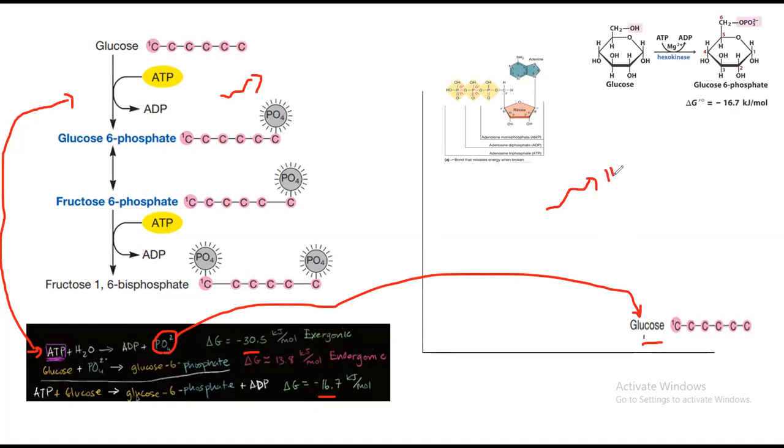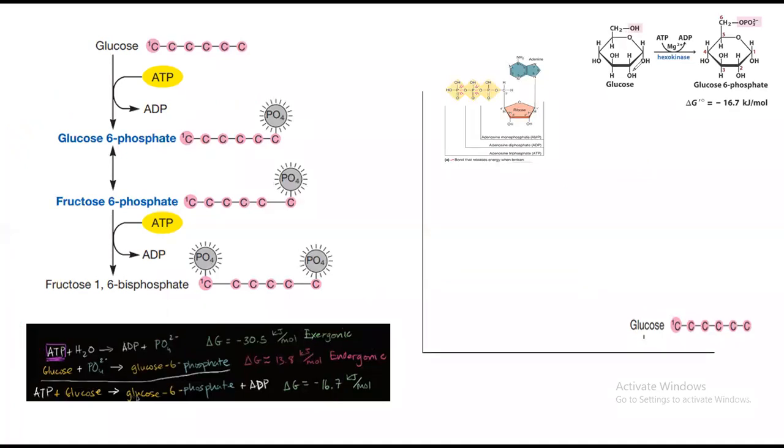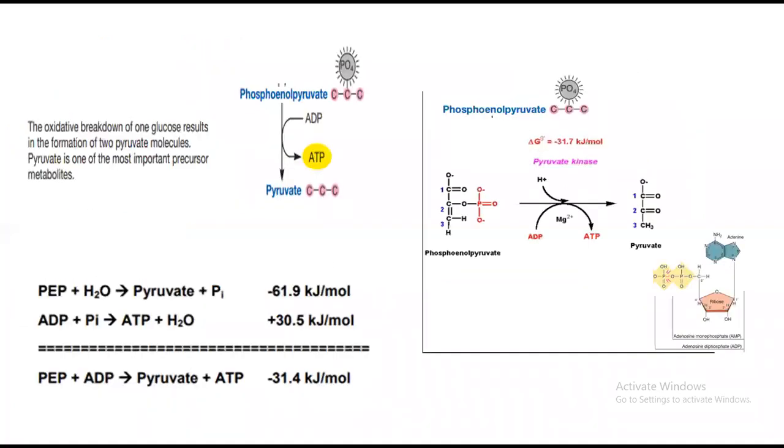So now you know how ATP is used in the metabolic processes. This is the consumption of ATP. And in the next slide, I will show you how ATP is produced. So just look here.